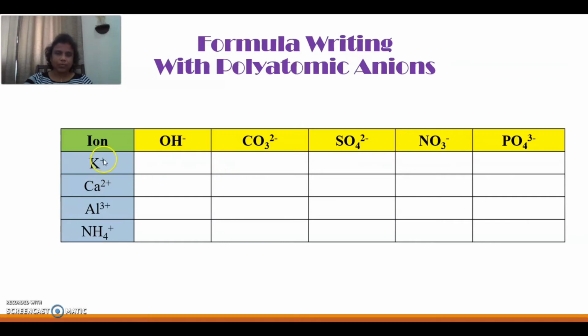Okay. But potassium and hydroxide, no problem. Both of them 1 and 1. So we can write it like this. But calcium 2, OH minus 1. Calcium has 1, so we don't have to write this one. But OH, we should have 2 OH groups. Then we write like this.